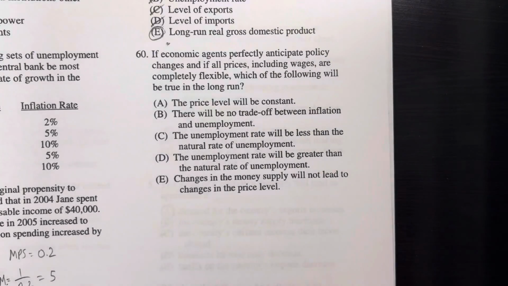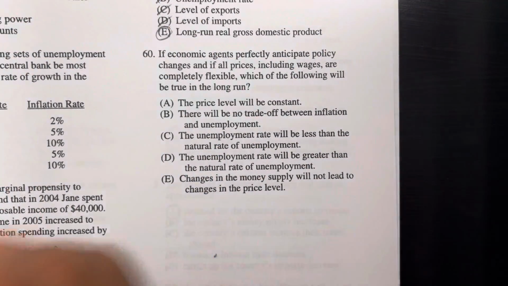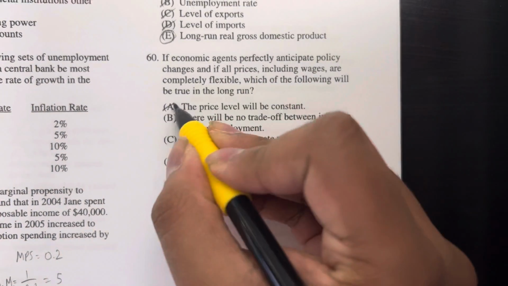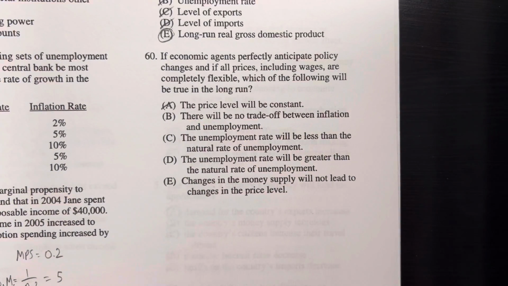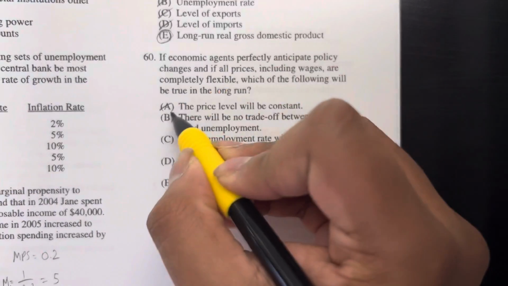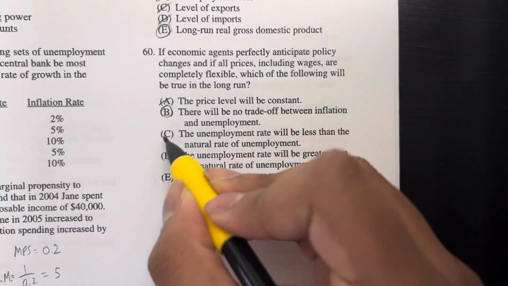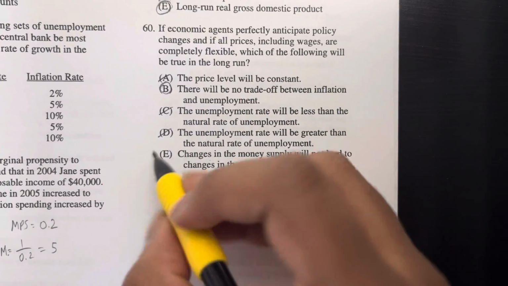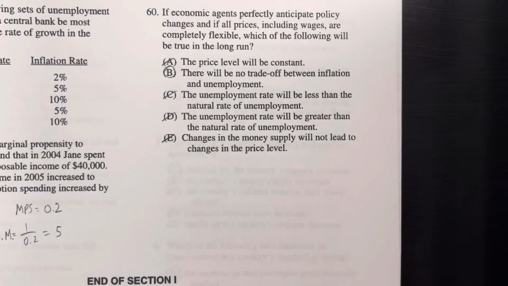60. If economic agents perfectly anticipate policy changes, and if all prices, including wages, are completely flexible, which of the following will be true in the long run? Price levels will be constant. No. There will be no trade-off between inflation and unemployment. Yes, if there were perfectly anticipated policy changes, yeah. Unemployment will be less than, no. The unemployment will be greater, no. Changes in the money supply will not lead to, no.